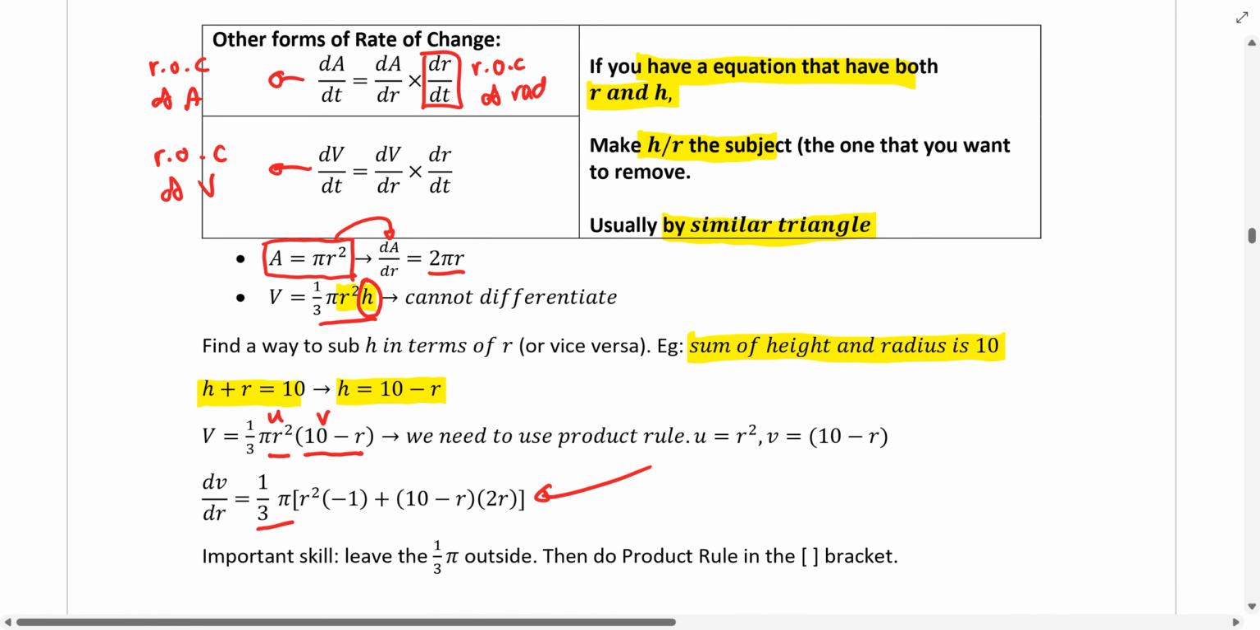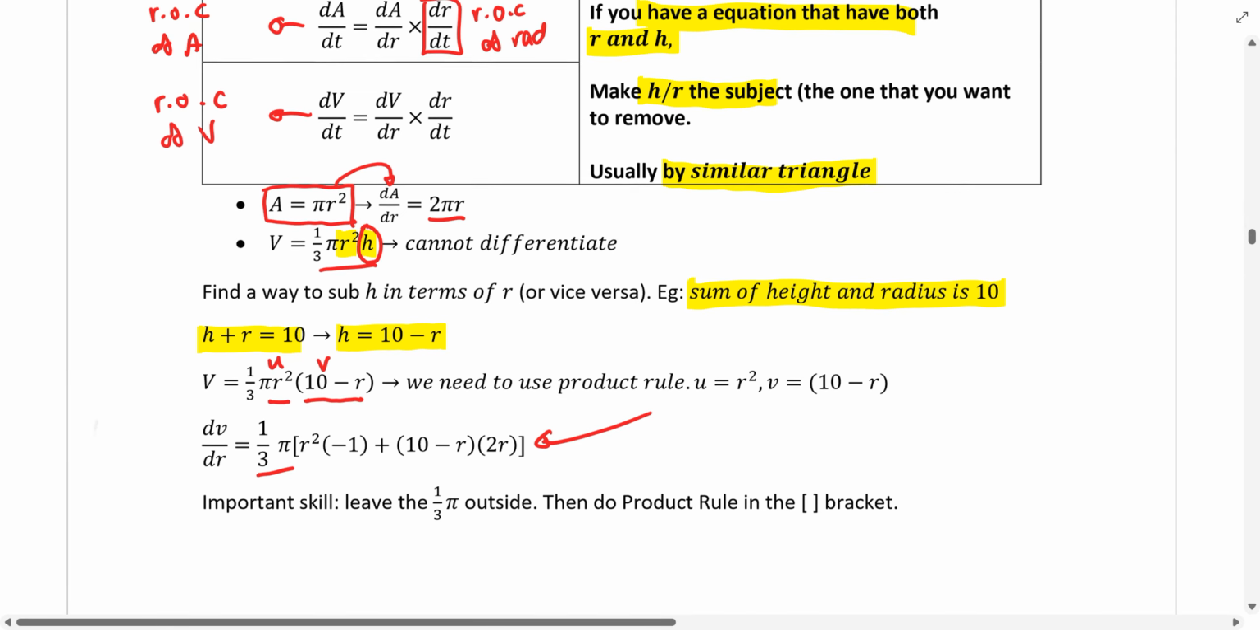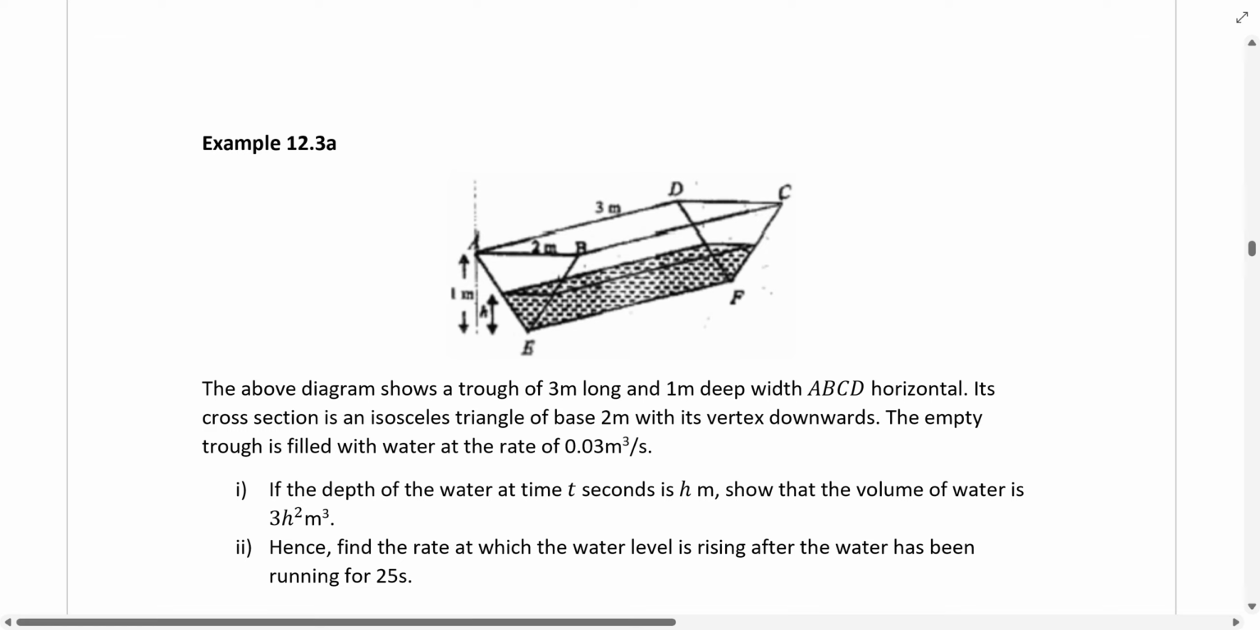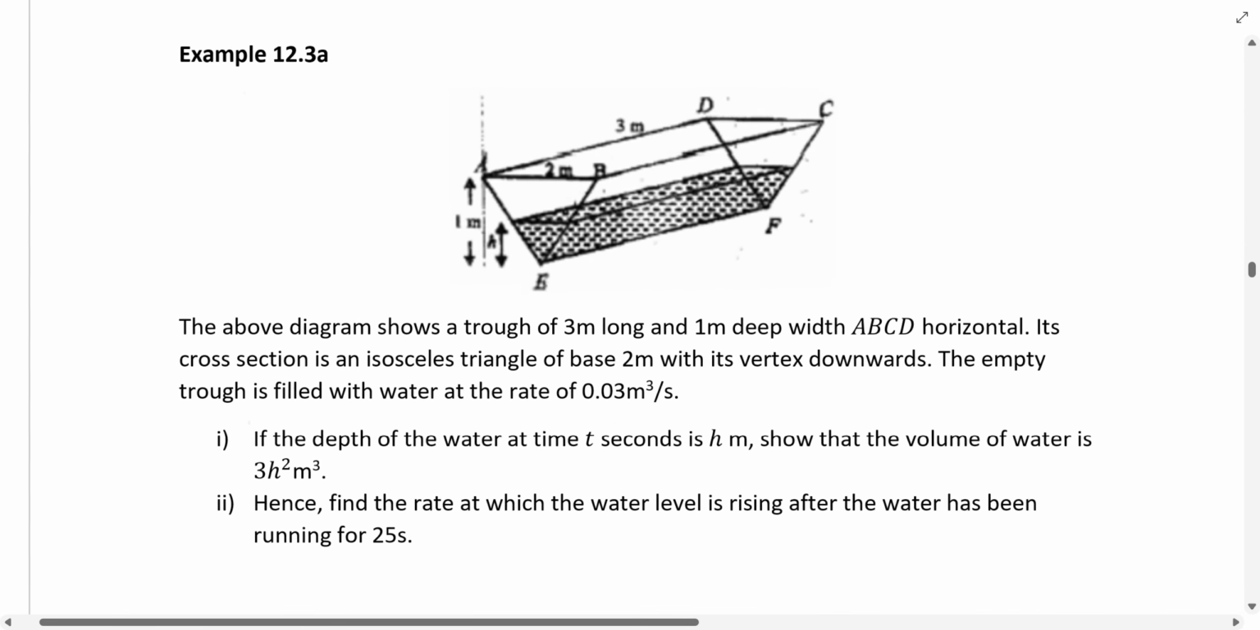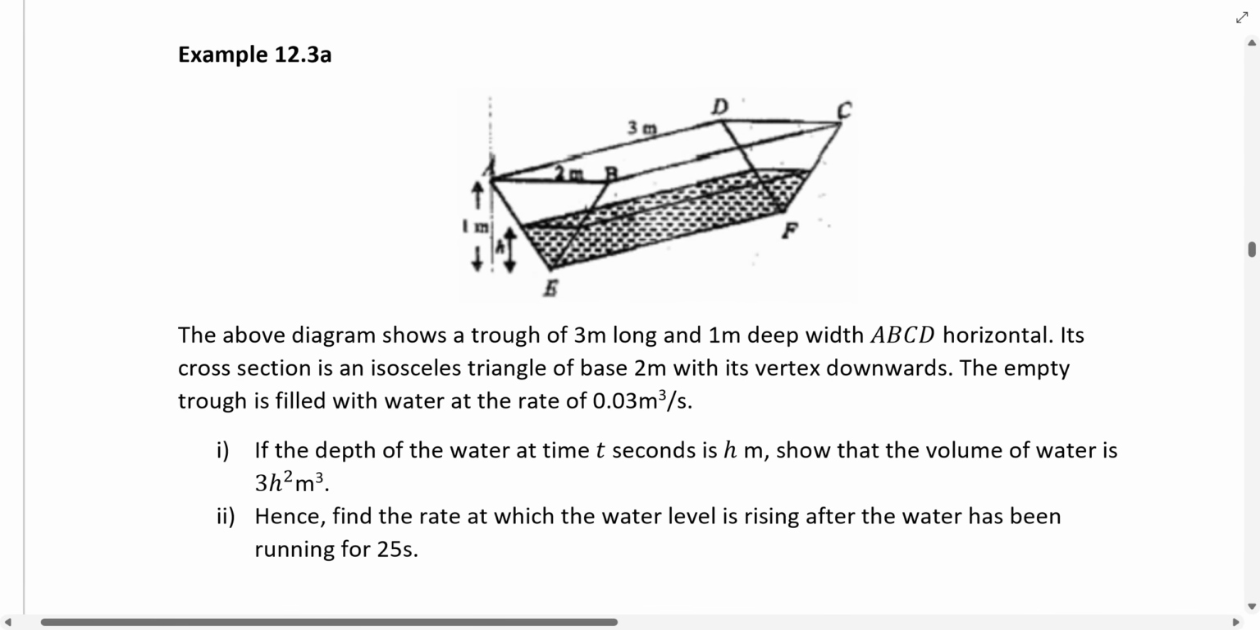So I'll go through one very long example together with you. The above diagram shows a trough or a drain of 3 meters. So the length is 3 meters here with 1 meter deep, and ABCD as the horizontal. It is an isosceles triangle with a base of 2, and the vertex pointed downwards.